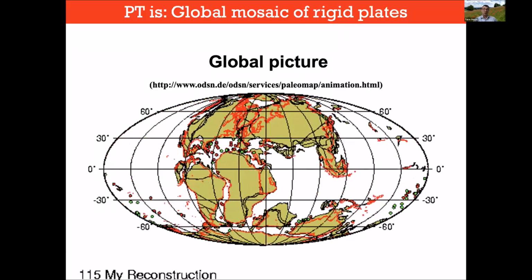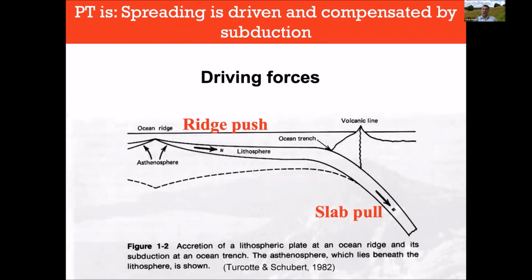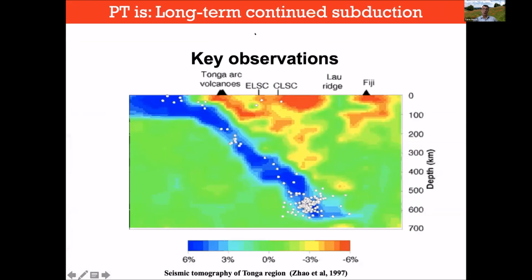The second point is that spreading is driven and compensated by subduction in modern-style plate tectonics. And this is only possible if we have a rigid oceanic plate interior. So spreading can only exist because subduction happens, and subduction can only exist because new oceanic plates are born by spreading. The driving forces are then slab pull as the major force, and ridge push. But once again, what is important is that spreading and subduction are interconnected and compensate each other.